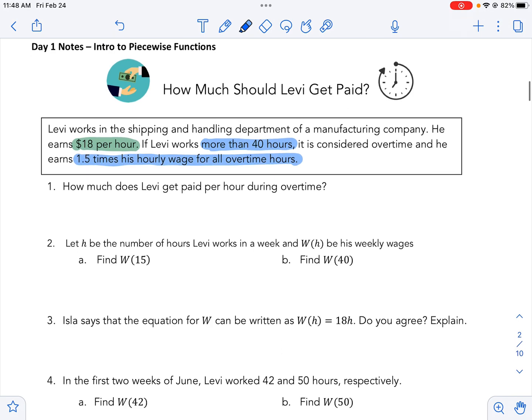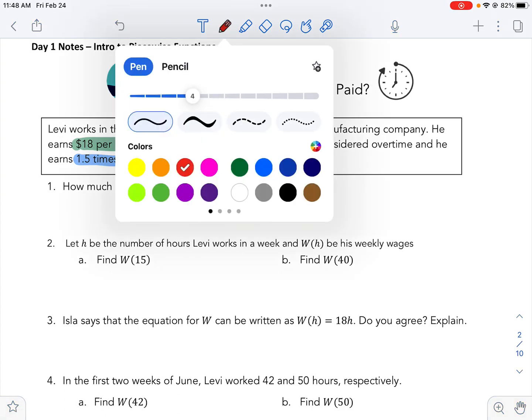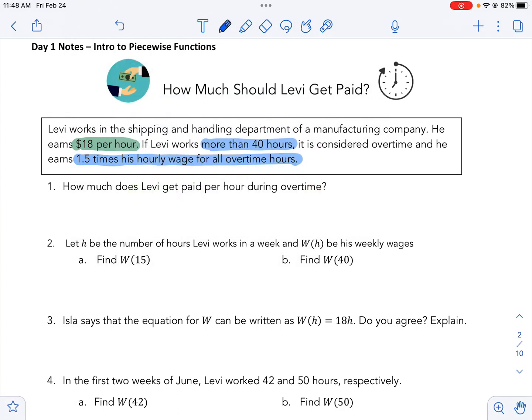All right, so number 1, how much does Levi get paid per hour during overtime? So he makes $18 an hour, but if he works overtime, he earns 1.5 times that. So that would be $27 per hour.